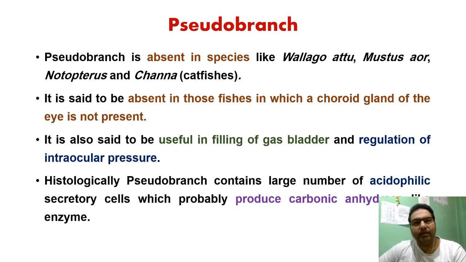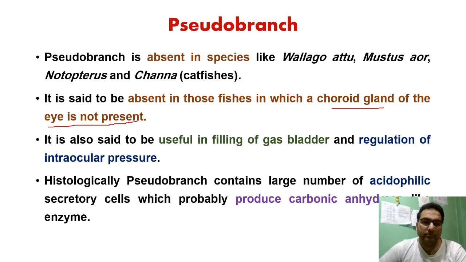It is said to be absent in those fishes in which the chloride gland of the eye is not present. It is said to be useful in filling the gas bladder and regulation of intraocular pressure. It is useful in filling the swim bladder, which is used to maintain buoyancy in bony fishes, and in regulation of intraocular pressure, that is, the eye pressure.